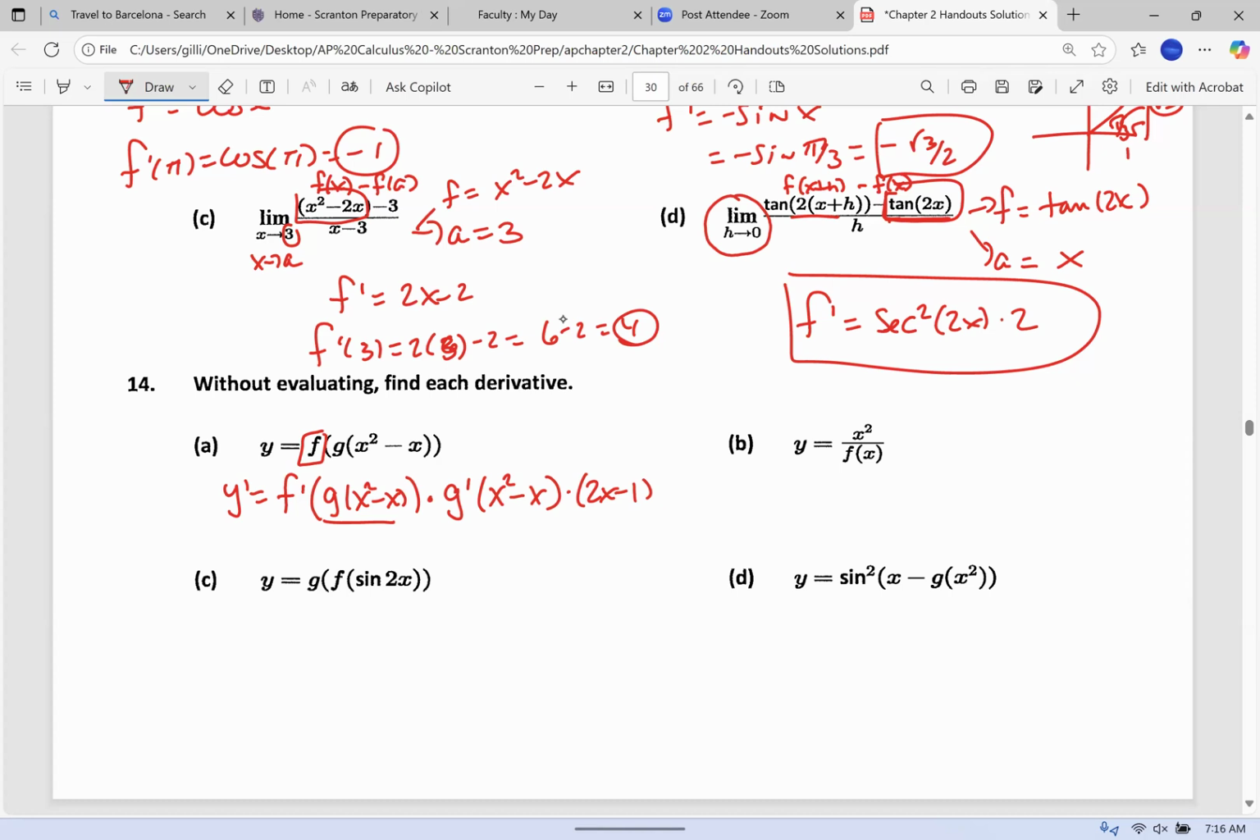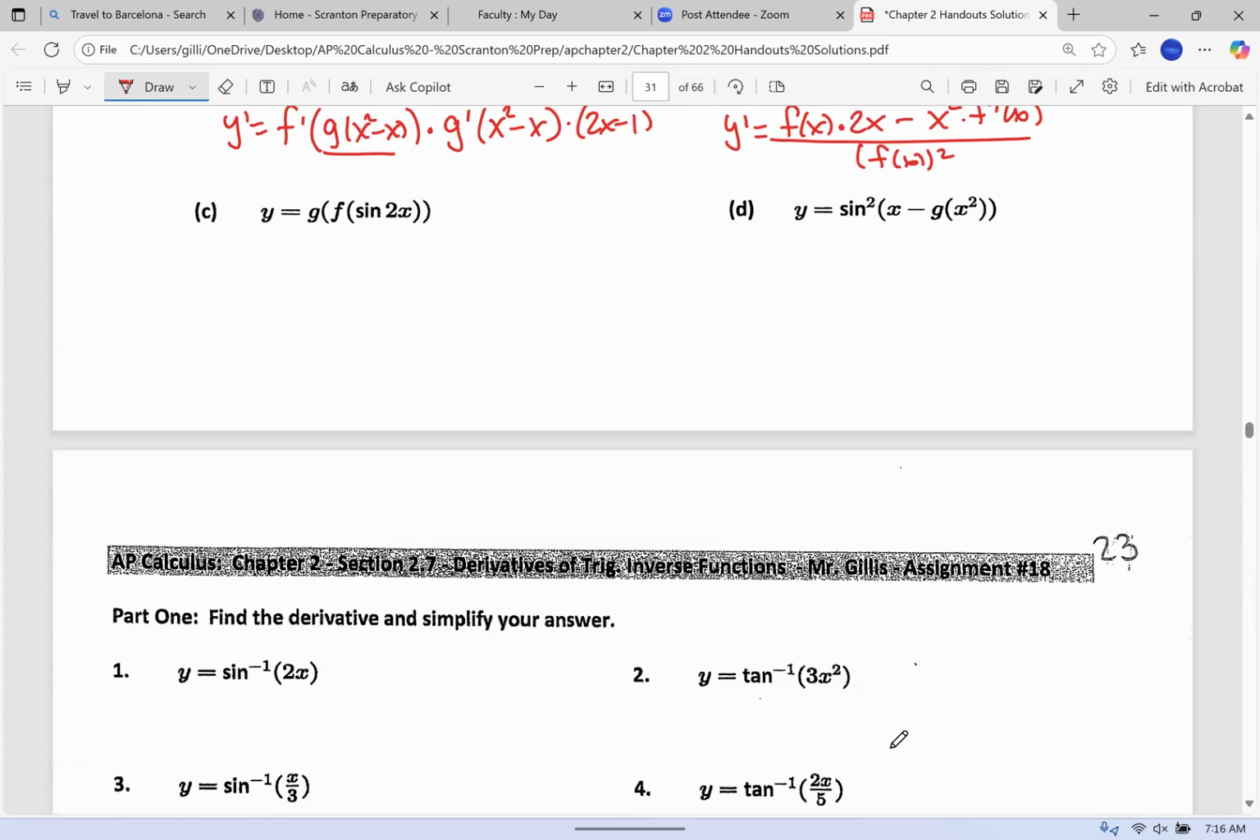Here, I would do a quotient rule, no algebra. So it's the bottom function, f of x, times the derivative of the top, which is 2x, minus the top, times the derivative of the bottom, all over the bottom squared.